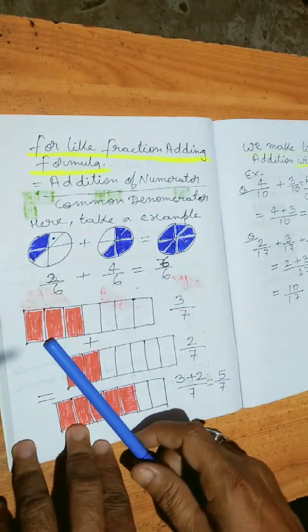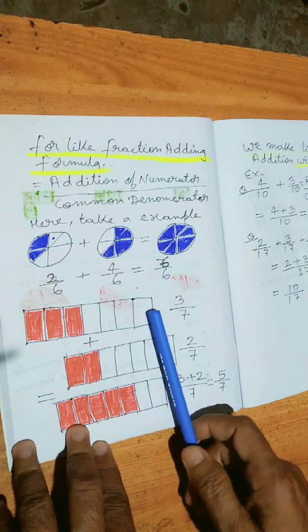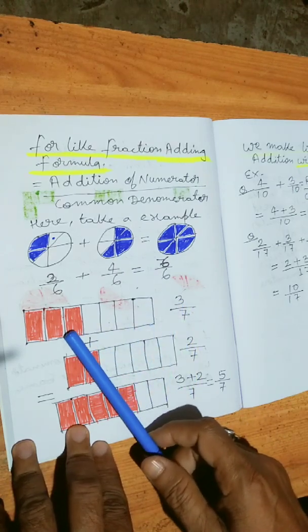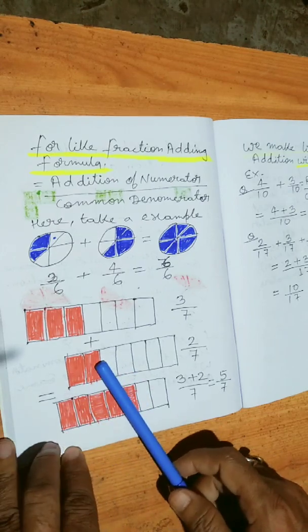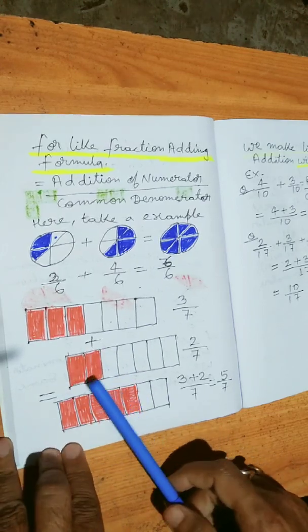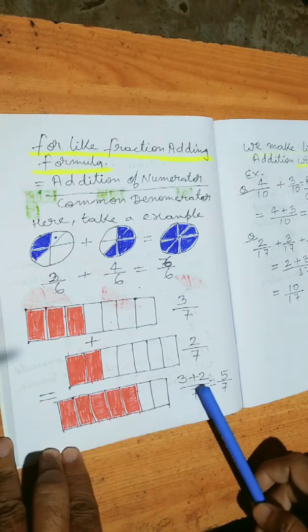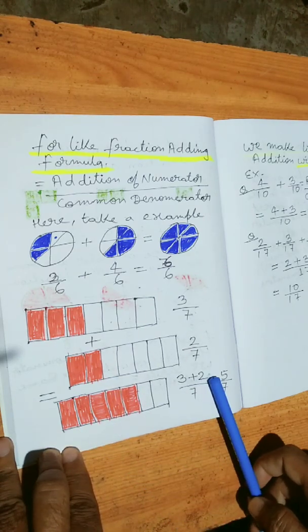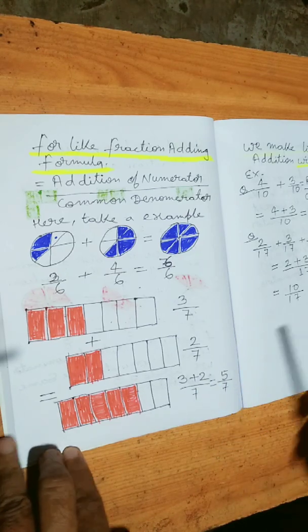Here 3 by 7, 1, 2, 3, 4, 5, 6, 7. Here 3 parts are colored, plus 2 by 7, 2 parts are colored, and 3 plus 2, addition of numerators over the common denominator, is equal to 5 by 7.